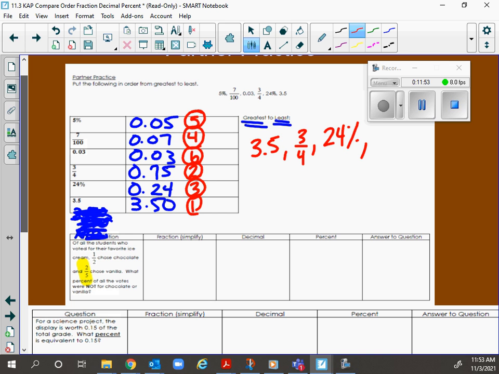Four is 0.07, which was reported originally as 7 over 100. Then we're going to do 0.05, which is 5%. And then I'll write this in yellow so we can see it on the brown. The last one is 0.03.